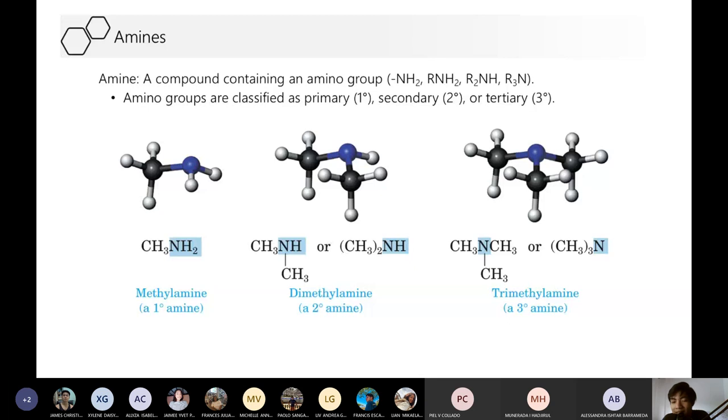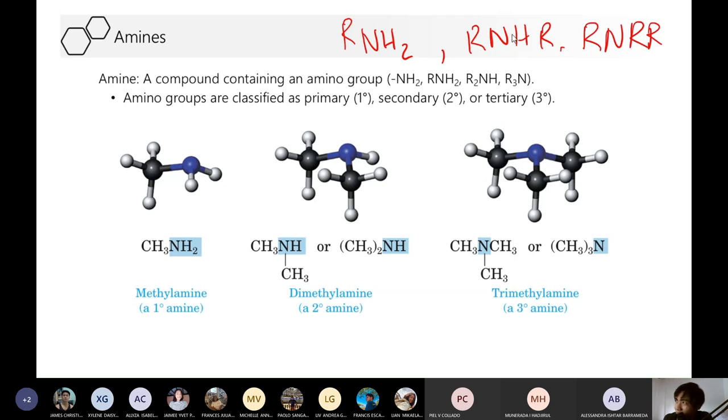Okay, so the next functional group is amine. So, ano yung meron sa amines? Pwede siyang RNHR. Pwede rin siyang RNRR. Pwedeng dalawa hydrogen niya, pwedeng isa lang, pwedeng wala. So, depending on the type of amine, we have different classifications. Pwede siyang primary, secondary, or tertiary. So, kailan mo malalaman kapag primary ang amine? Your amine is primary if it contains two hydrogens. Pag isang hydrogen, that's secondary amine. Pag walang hydrogen na nakakonekta, that's tertiary.